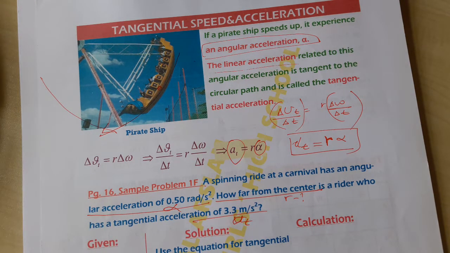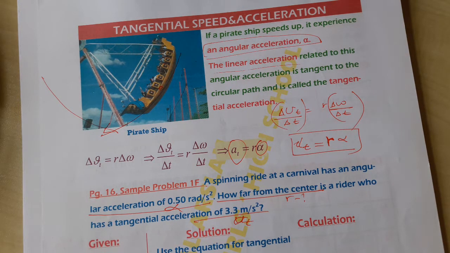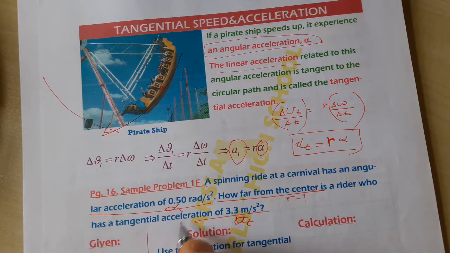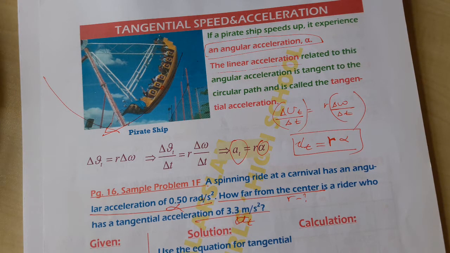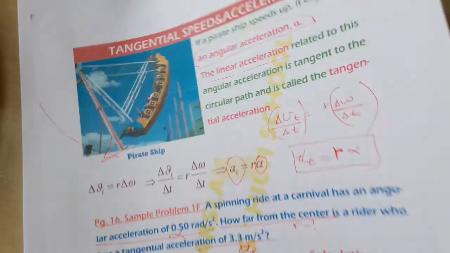Tangential acceleration is 3.3 meters per second square. Angular acceleration is 0.5 radian per second square. Calculate the radius. So this is the equation. To calculate the radius, divide by alpha. So r is equal to tangential acceleration divided by angular acceleration, 3.3 divided by 0.5, which is 6.6.